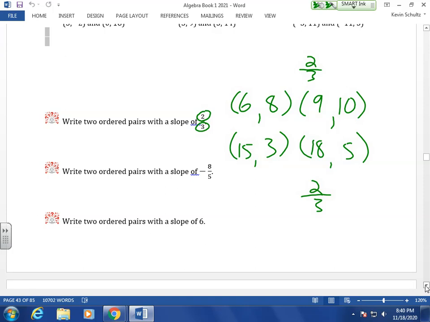Okay. The last one, right? 2 ordered pairs with a slope of 6. Just remember that as a fraction. 6 is 6/1. Hint, hint. Okay. But there you go.